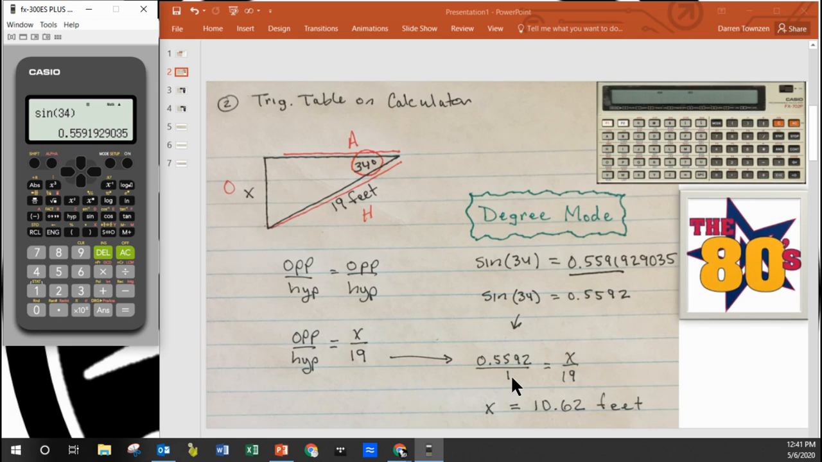So we write a 1 on the bottom. Now here's our proportion. This time the x is on the top. Most students think this is an easier problem. When we find the cross product, 1 times x is x, and 0.5592 times 19 is 10.62 feet. This time we do not need to divide to find the answer because the number that's in front of the x is a 1. So that's why most students think that this problem is an easier problem.